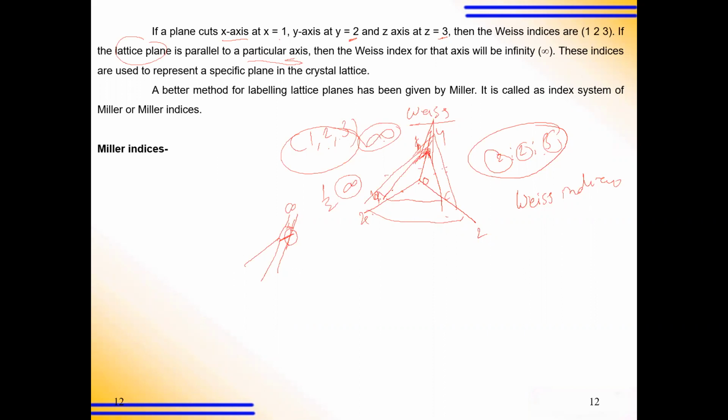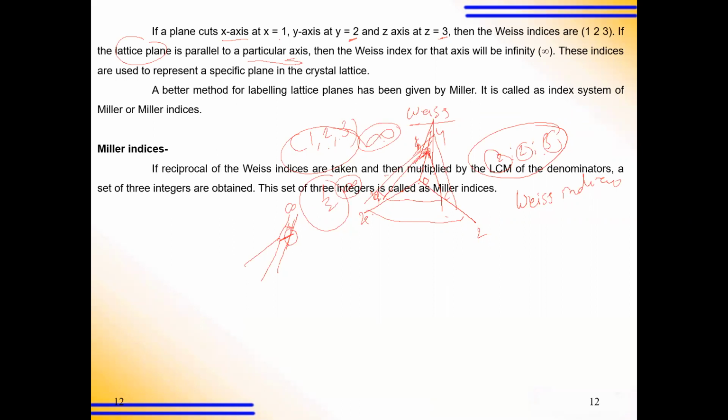ओके, but the Weiss indices are not convenient to use, so they are replaced by the Miller indices. आता हे यूज करण्यासाठी कन्व्हिनियंट नसतात, म्हणून मिलर इंडायसेस आपल्याला बघावे लागतात. सो नेक्स्ट पॉइंट, दॅट इज द मिलर इंडायसेस. In crystallographic planes, this general expression in terms of Miller indices, that is, the Miller indices of planes are obtained by taking the reciprocals of Weiss indices. Miller indices म्हणजे simply काय, the reciprocals of the Weiss indices.